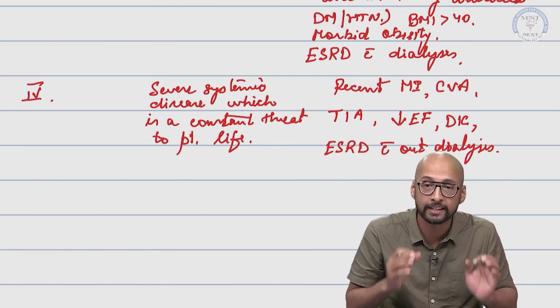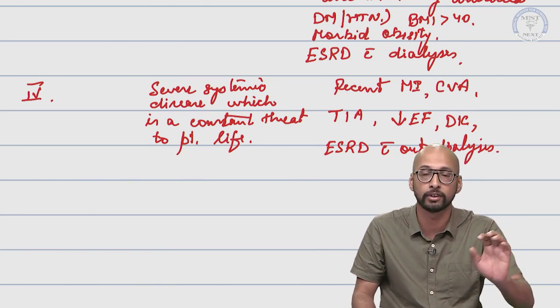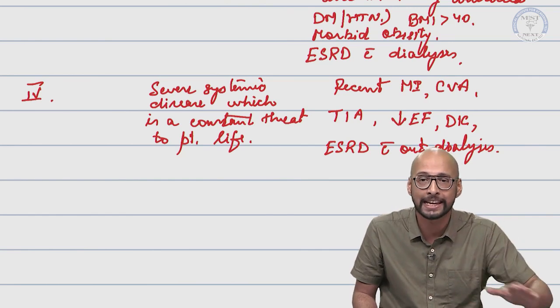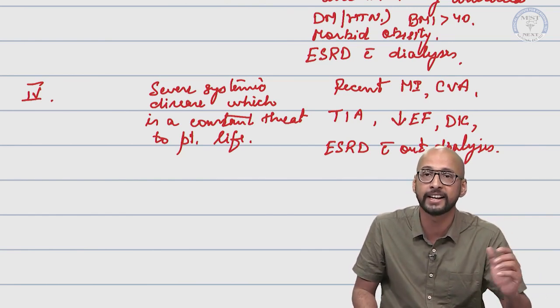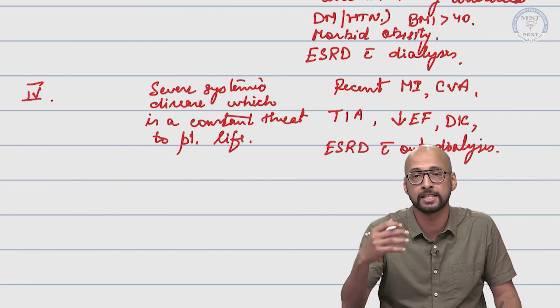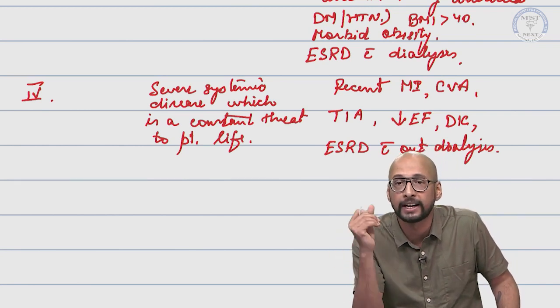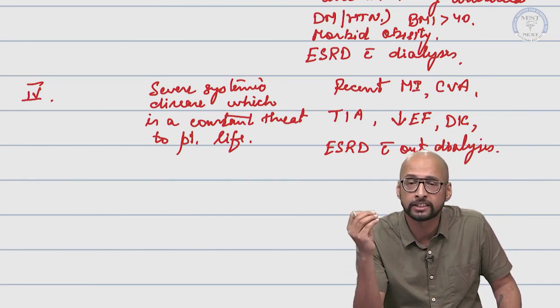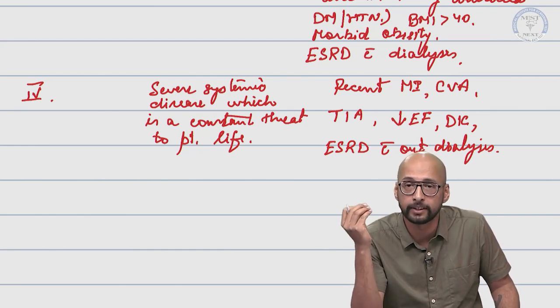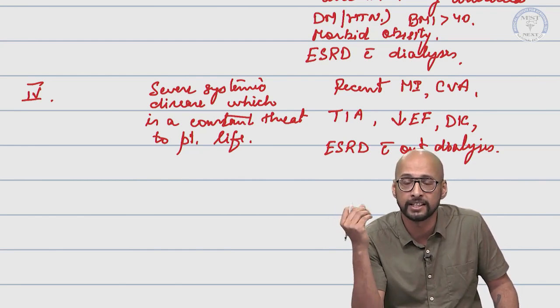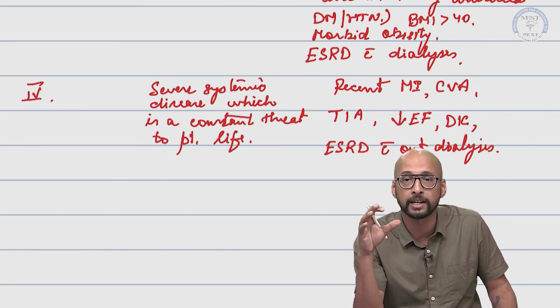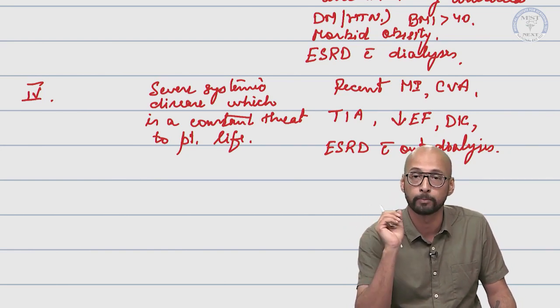For example, this ASA 4 patient is coming for any kind of surgery, be it hernia or anything, but the patient had recent MI or CVA or transient ischemic attack. Echo revealed ejection fraction of 20 to 25%, or the patient is end-stage renal disease CKD on dialysis, the patient is considered under ASA 4, right?